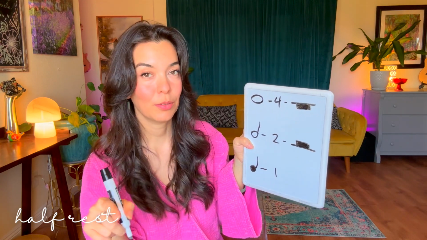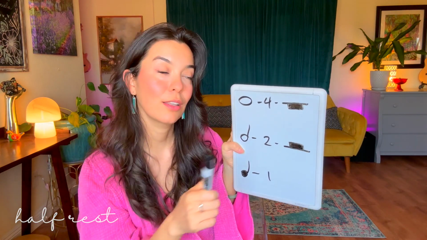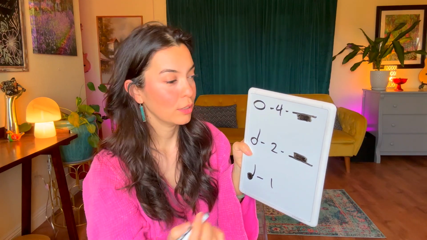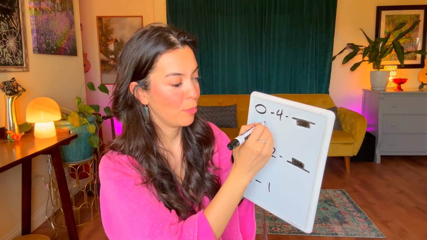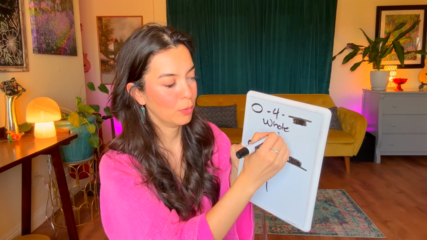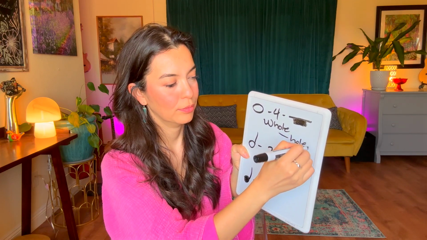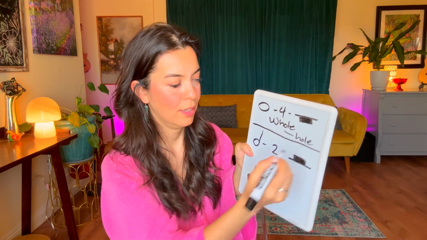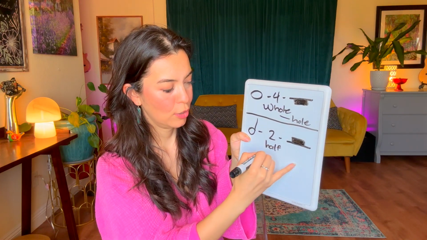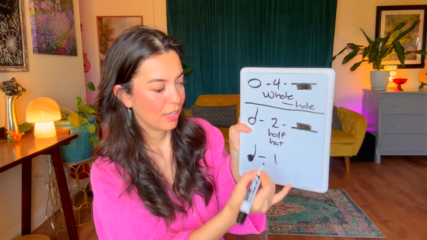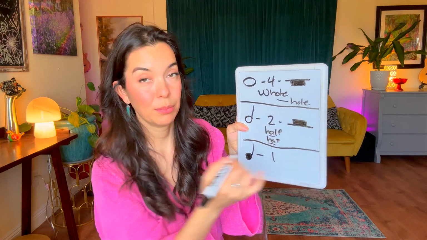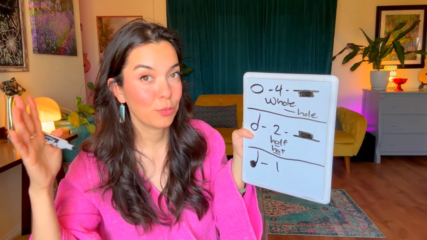So this is something that was confusing for me as a kid, that the whole and half rests look so close. So something that helps me remember is that the whole looks like a hole, right? And that the half rest looks like a hat. And that starts with the same letters. And so that's kind of something that I use to remind myself which one is which.